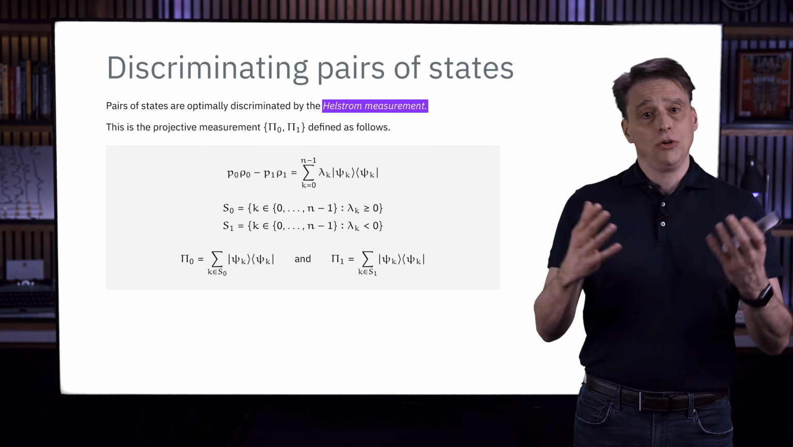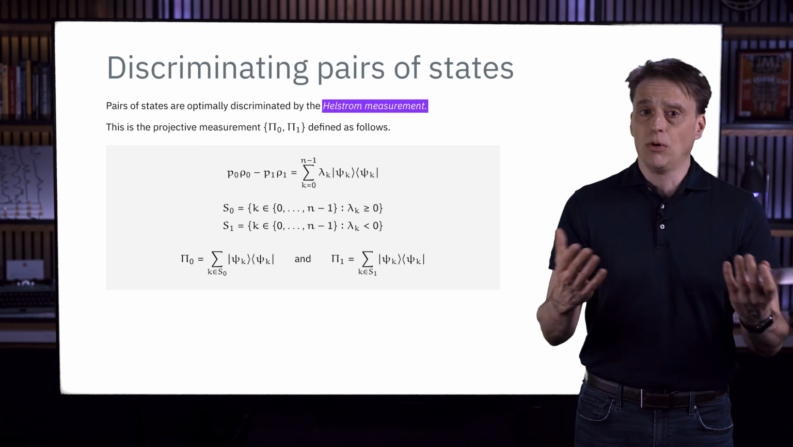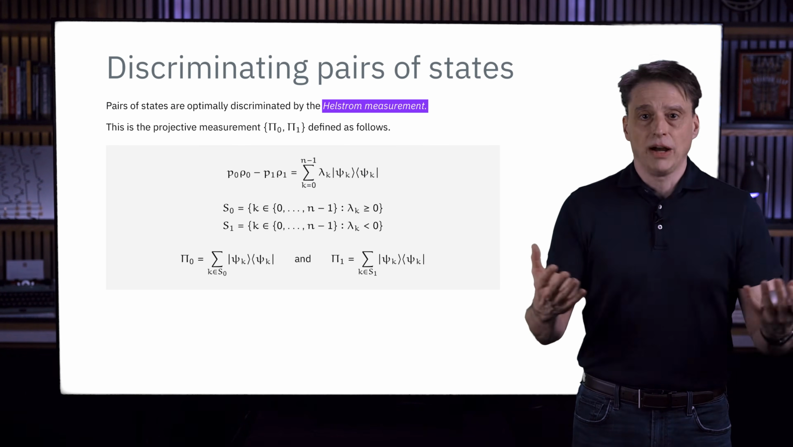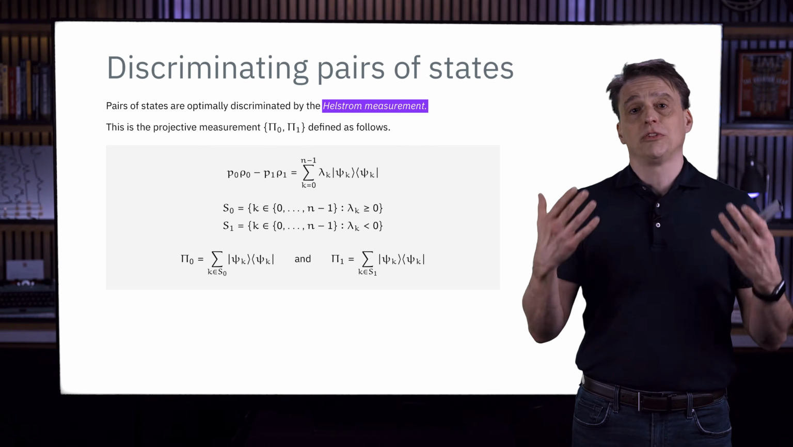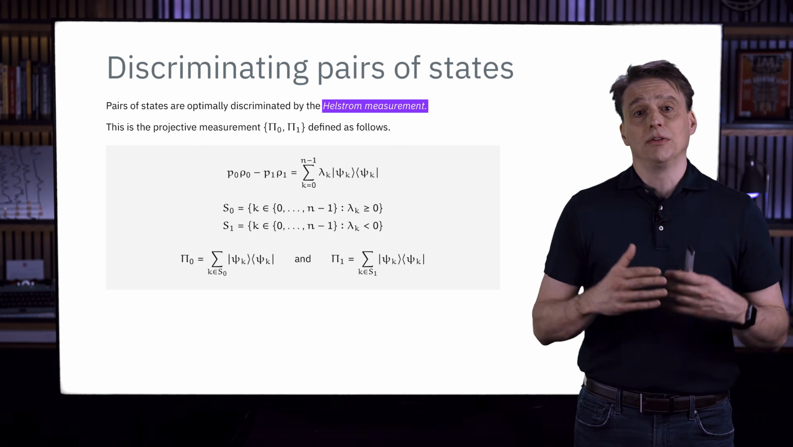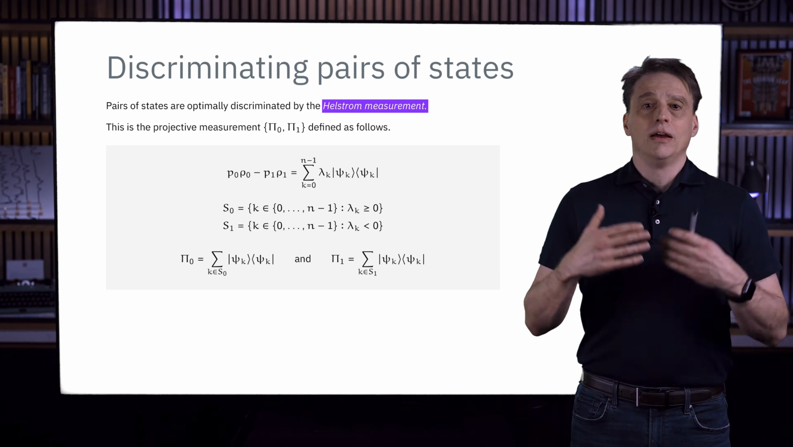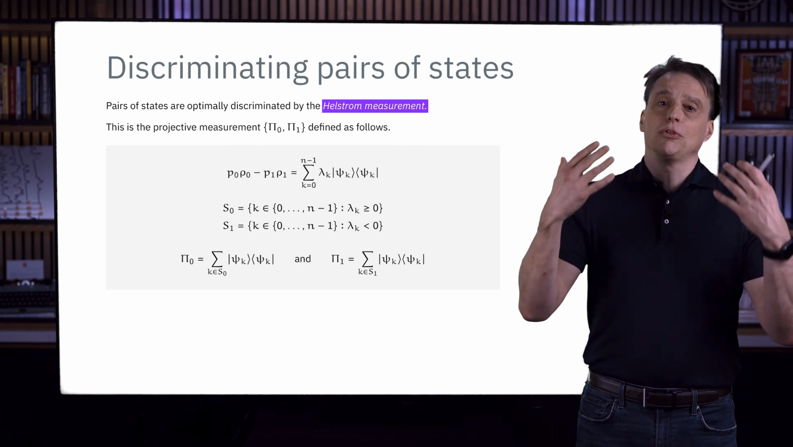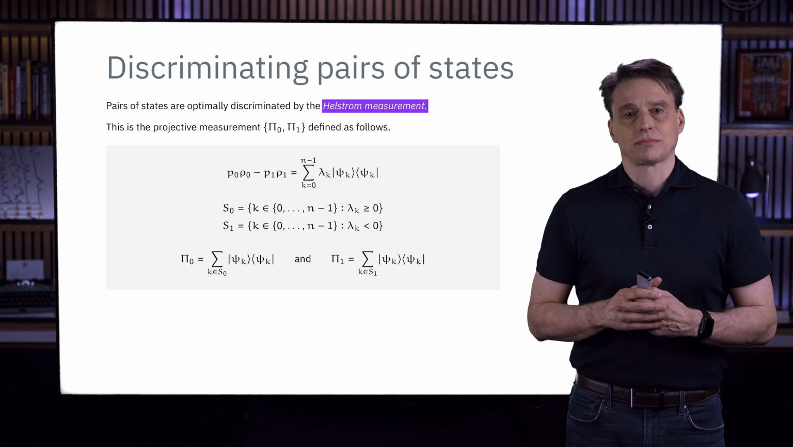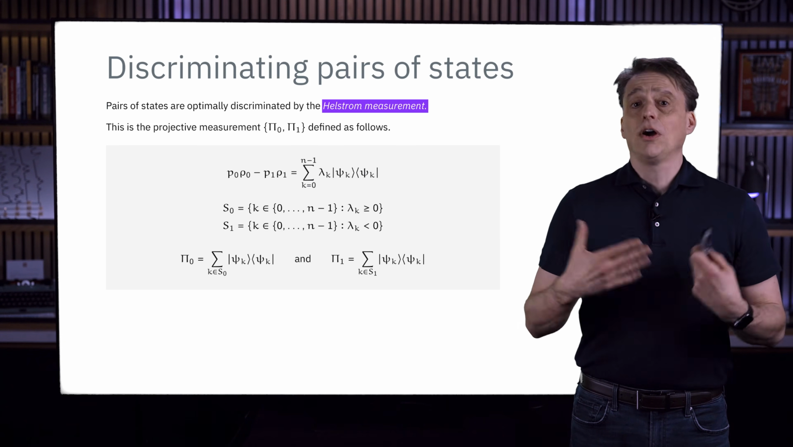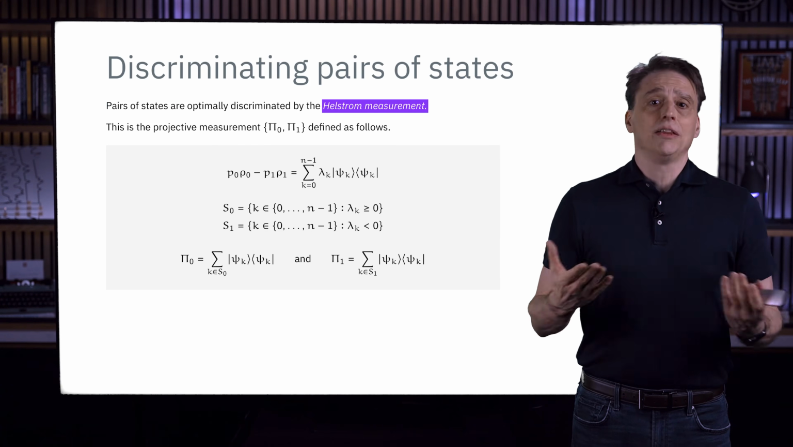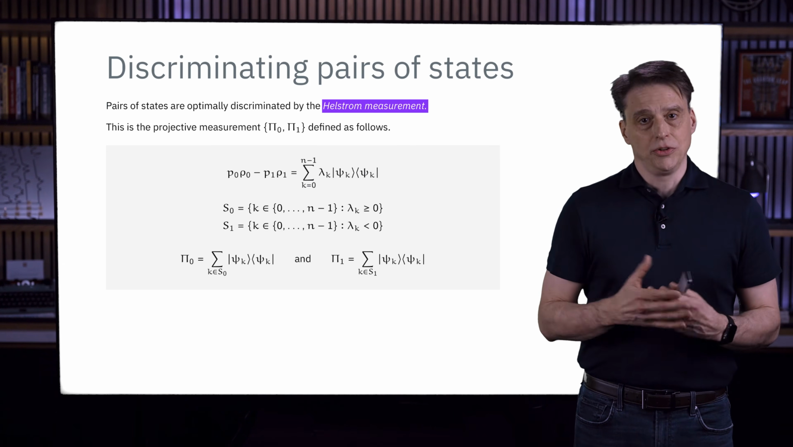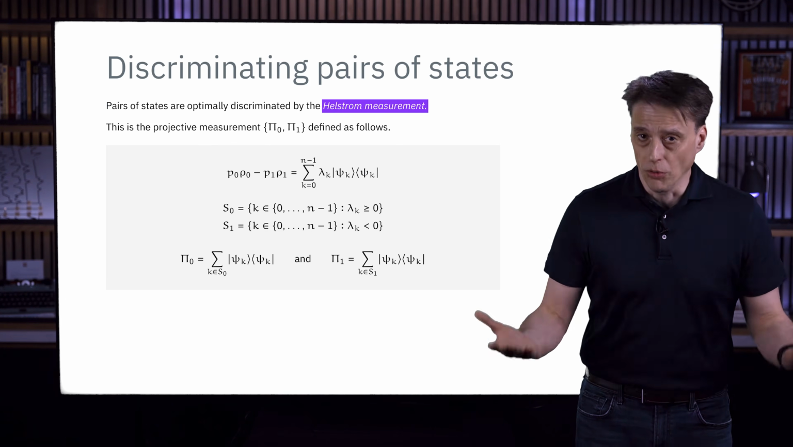And finally, we define two projections, pi0 and pi1, as is shown on the screen. In words, pi0 is the projection onto the subspace spanned by the eigenvectors corresponding to non-negative eigenvalues, and pi1 is the projection onto the space spanned by the eigenvectors corresponding to negative eigenvalues. These are indeed projections, and if we add them together, we get the identity matrix, because the eigenvectors psi0 through psi n-1 form an orthonormal basis.